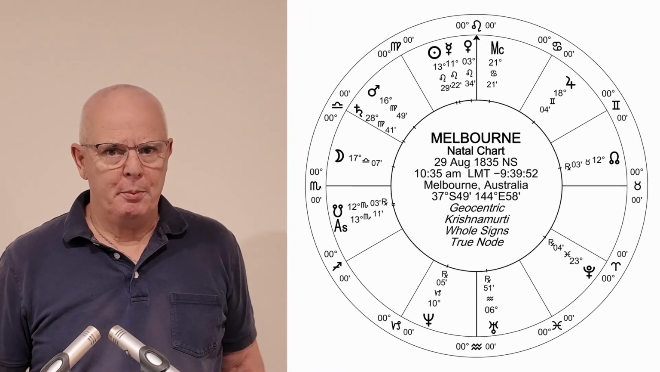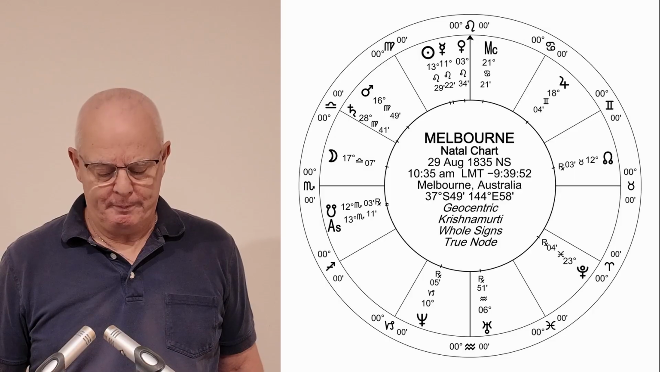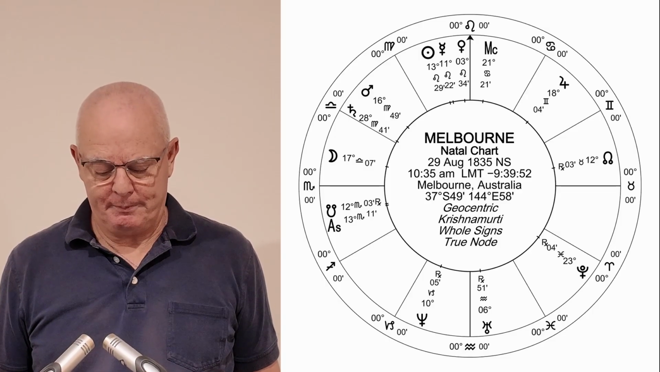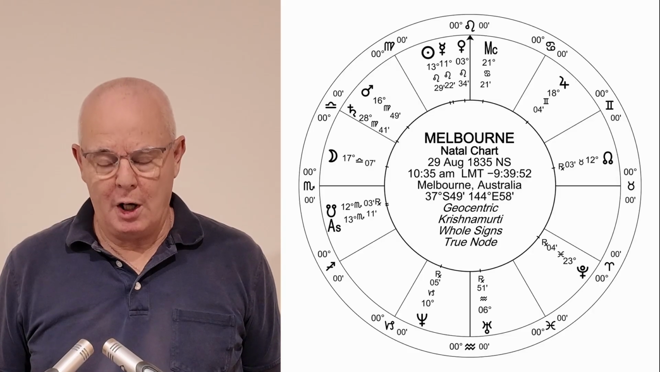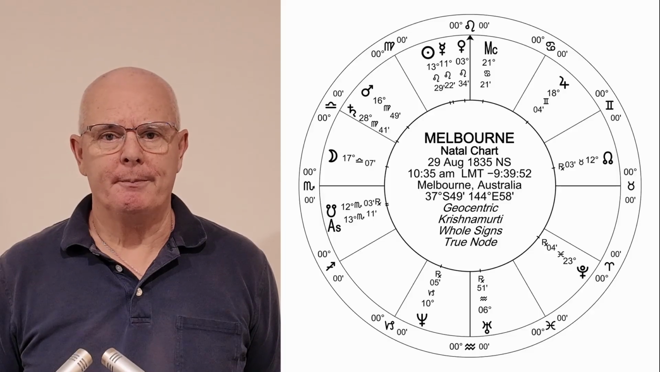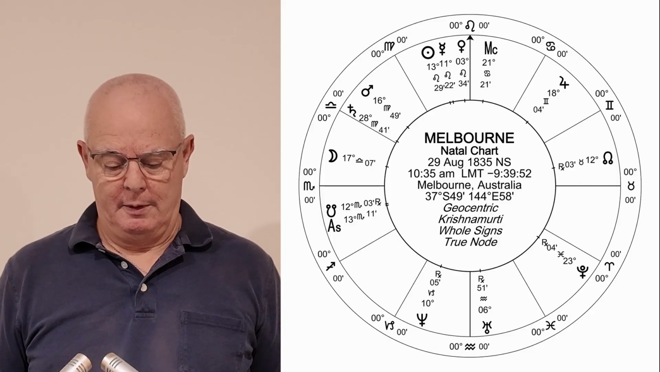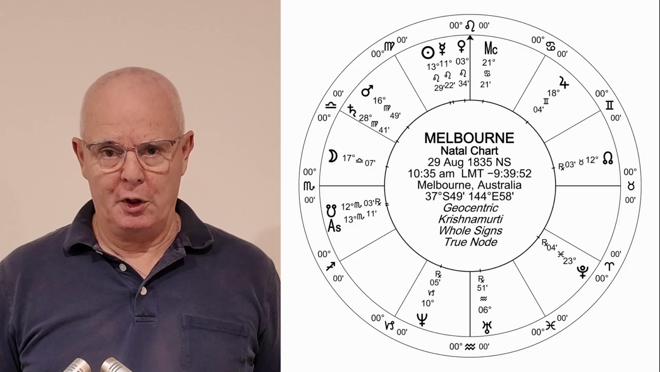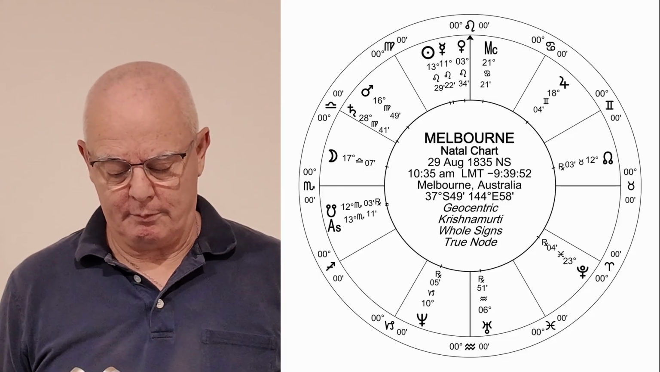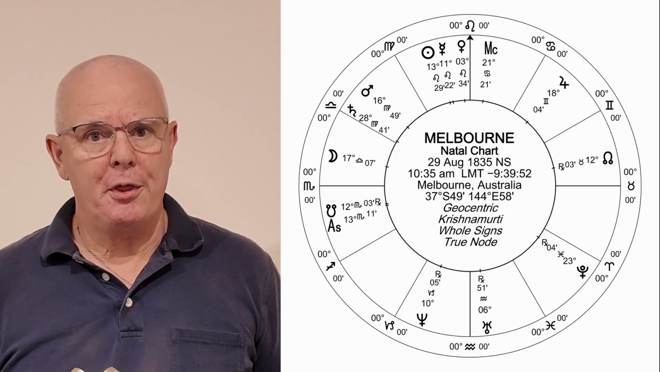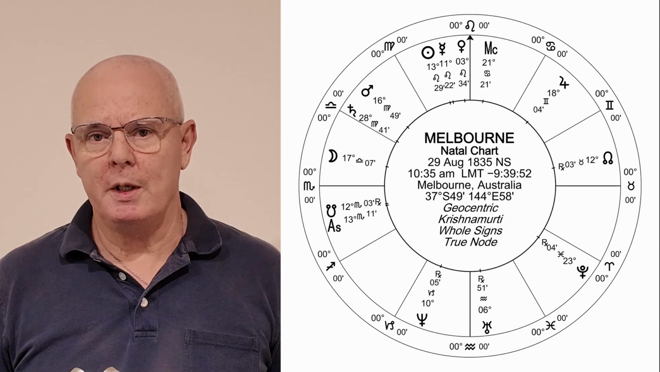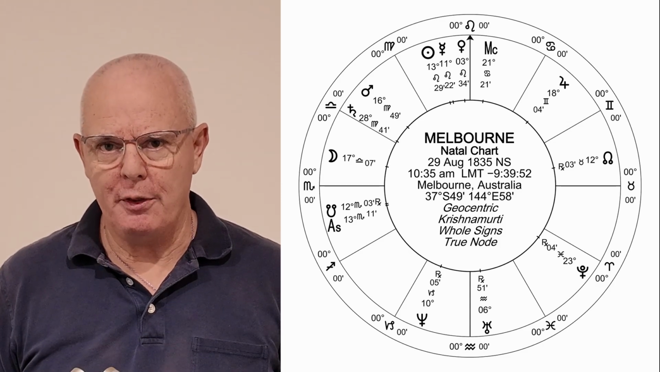This is the horoscope for Melbourne. In the middle are the details. The third line from the bottom says Krishnamurti, which is the sidereal zodiac I use. The third line from the top is the date, 29th of August, 1835.